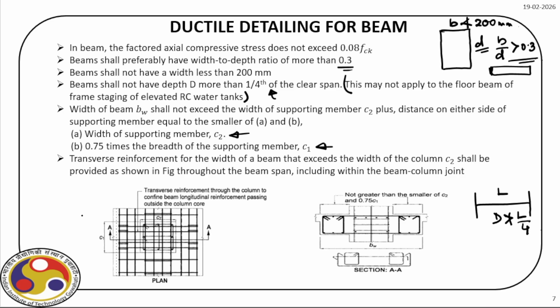So you can see the diagram is here. We have C2 and C1 here. So the beam width BW should be selected according to this guideline. Then transverse reinforcement for the width of the beam that exceeds the width of the column C2 shall be provided as shown in figure throughout the beam span, including within the beam column joint.